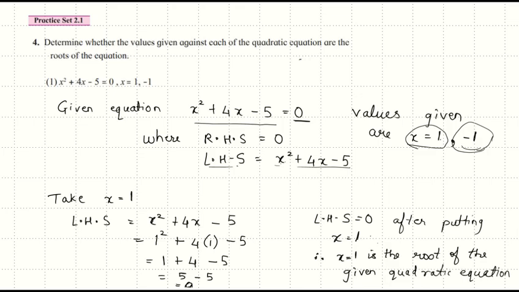In case we did not get the value as 0, if we get any value, for example 1 2 3, any value instead of 0, then LHS will not be equal to 0, and hence x is equal to 1 will not be considered as the root. As we got LHS as 0 after solving, that is the reason x is equal to 1 is the root of the given quadratic equation. Similarly, as we substituted x is equal to 1 in LHS, we will also substitute x is equal to minus 1 now.